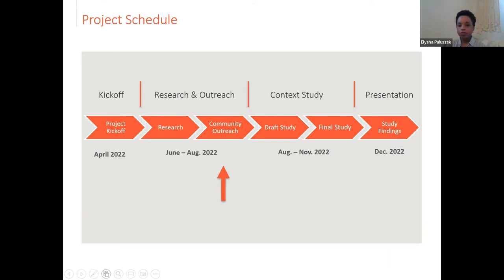As I said before, the project kicked off in the spring. We are currently in the research and community outreach phase of our scope. The study is slated to be completed in November, and we will present our findings in December. We are asking that comments be submitted from now until October 1st so that we have time to incorporate them into the document. We are relying on community input to help us round out the study.